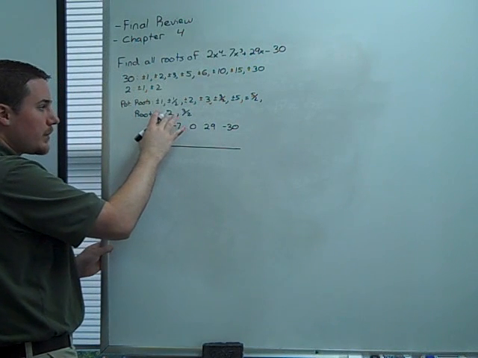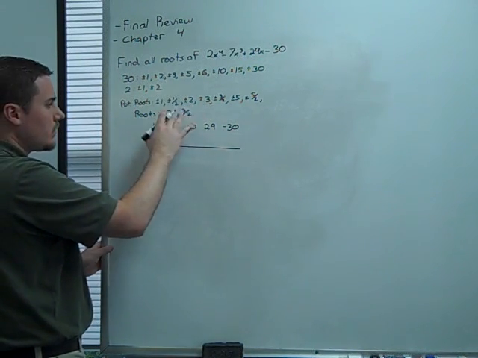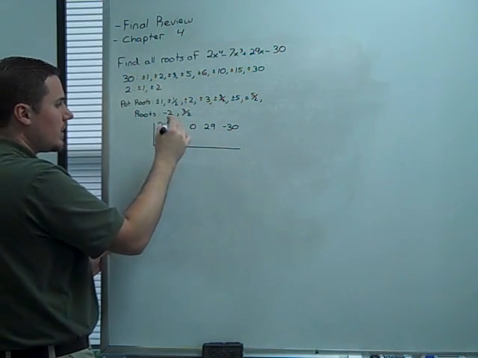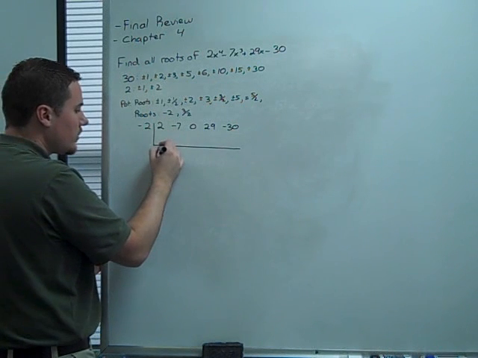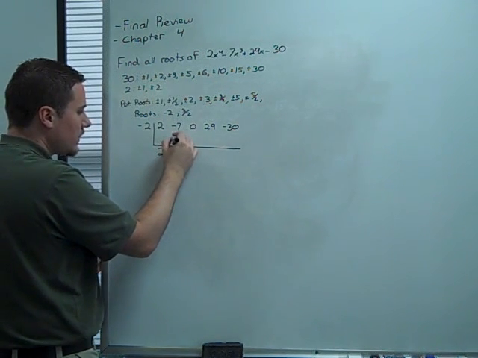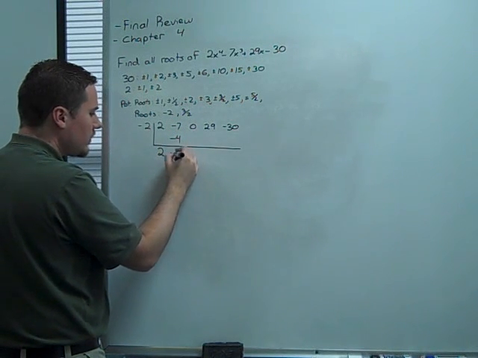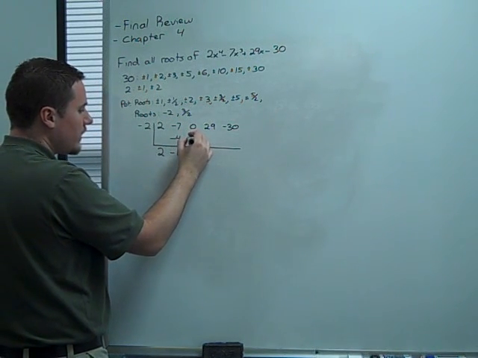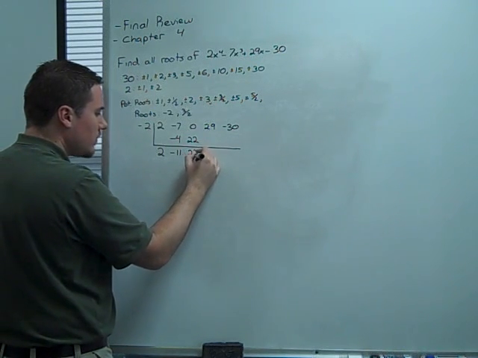And I extend this out. Now we divide by the roots, not the factors. So I could choose 3/2 or negative 2. It doesn't matter one way or the other. I'm going to just go with negative 2 first. So the 2 comes down. 2 times negative 2 is negative 4. Add them, I'll get negative 11. Negative 2 times negative 11 is 22. 22 and 0 is 22.